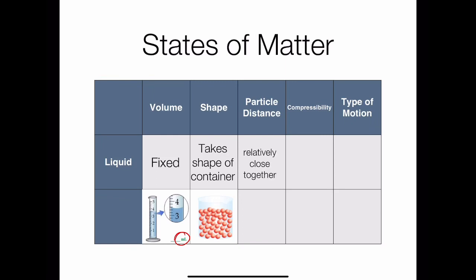Particle distance, relatively close together. Not as close together as in a solid. They have a little bit more freedom of motion, which we'll get to in a minute. Those particles are still close together though. So we can see they have a little bit more space in between them, but in terms of compressibility, they're still considered incompressible. There's not enough empty space that we can consider that sample to be compressible. So we cannot put this in a plunger and push those particles any closer together.